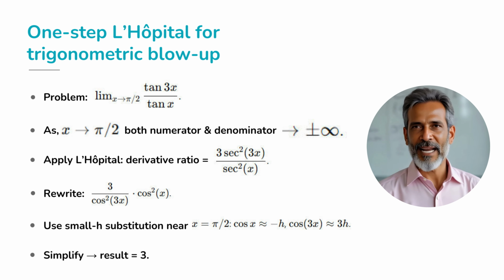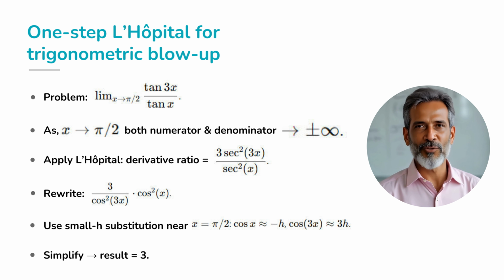Derivative of tan 3x is 3 sec square 3x. Derivative of tan x is sec square x. The new limit is 3 sec square 3x divided by sec square x. Rewrite in terms of cosine. This becomes 3 times cos square x over cos square 3x.